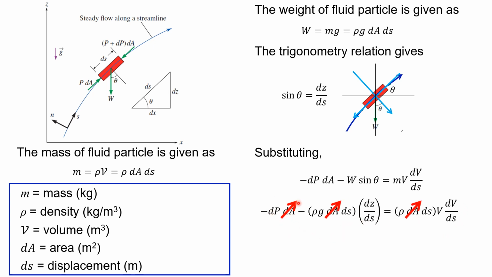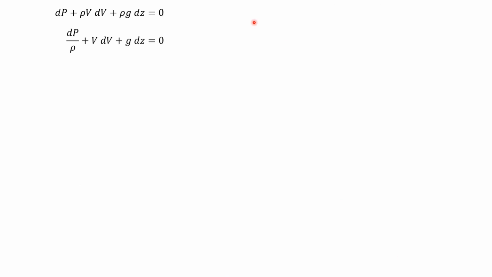Here you can cancel dA because it's the same component. ds also you can cancel. This one you can cancel with this. At the end you'll get this. You rearrange, equating it to 0, and you will get the formula like this. This is the derivation for Bernoulli's equation for your example.